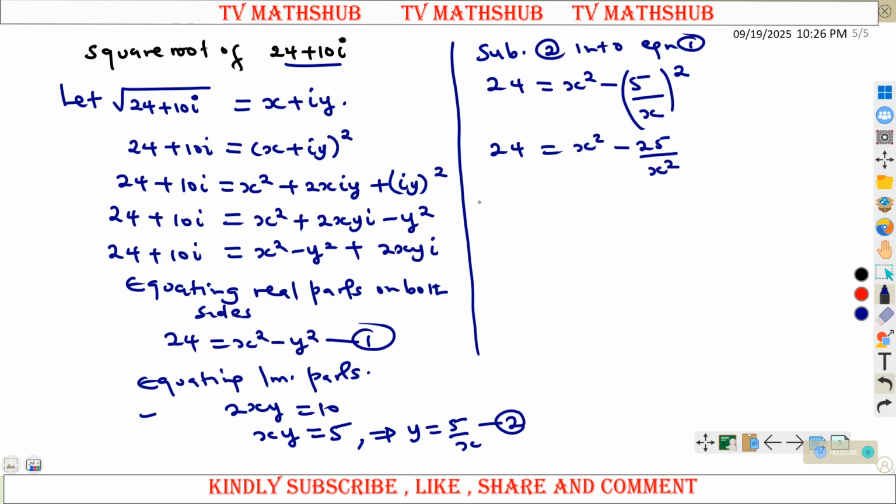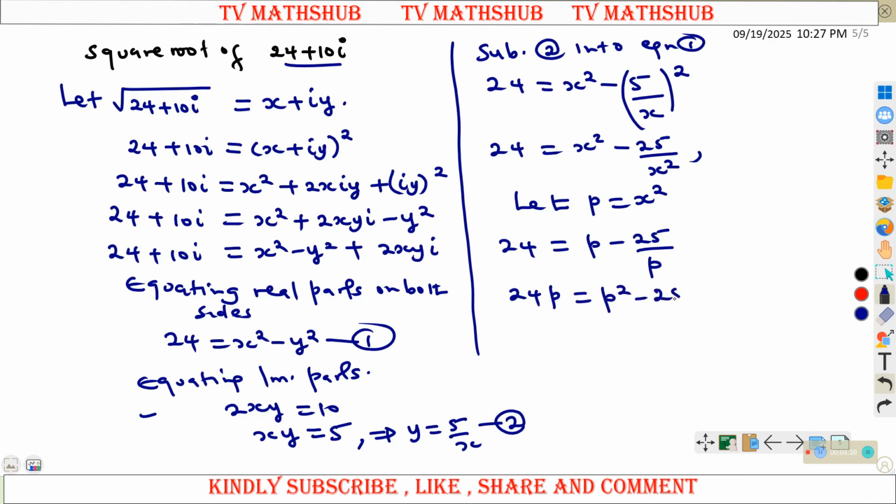Looking at this, we multiply through by x squared. What you can do is to let p be equal to x squared. So this means that 24 is equal to p minus 25 divided by p. Multiply through by p, and this will give us 24p, which is equal to p squared minus 25. So you can rearrange to form a quadratic equation. Rearranging, we shall have p squared minus 24p minus 25 is equal to 0. So solve this expression and get the value for p.